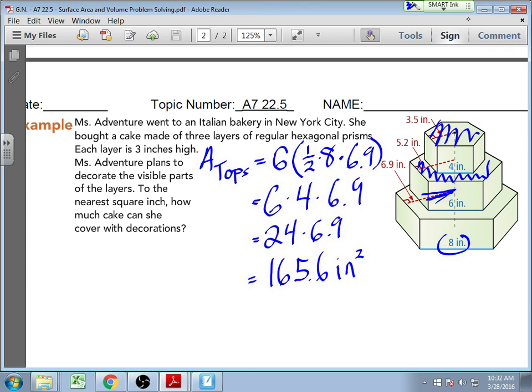Always analyze the problem first. Ask yourself, how can I make it easier? There's almost always ways to make it easier. You just gotta think a little bit.